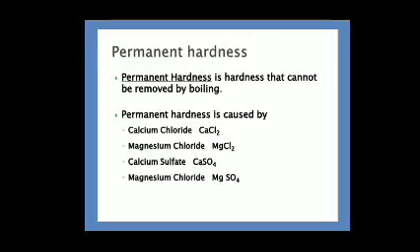Permanent hardness is caused by calcium chloride CaCl2, magnesium chloride MgCl2, calcium sulfate CaSO4, and magnesium sulfate MgSO4. These salts are removed by separate methods called softening methods. These are two types: the permutit process and the ion exchange process.